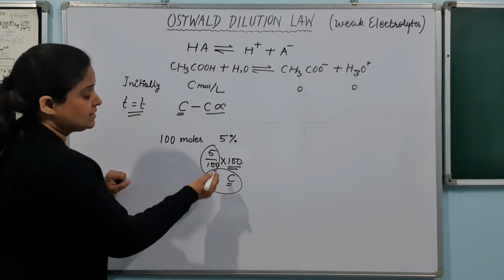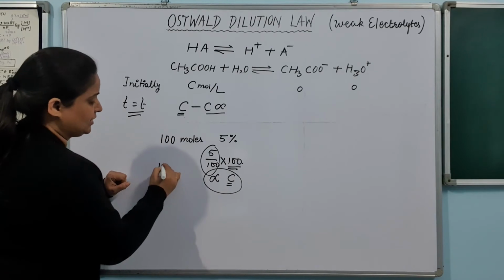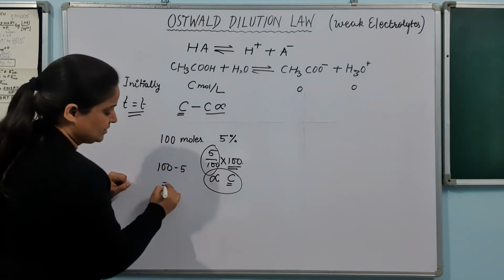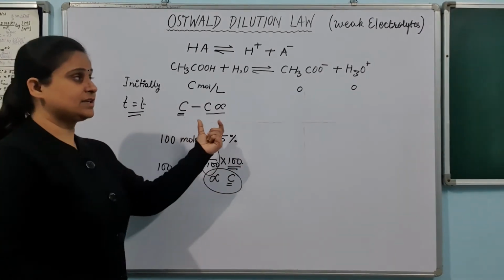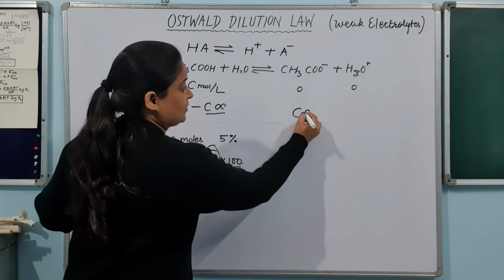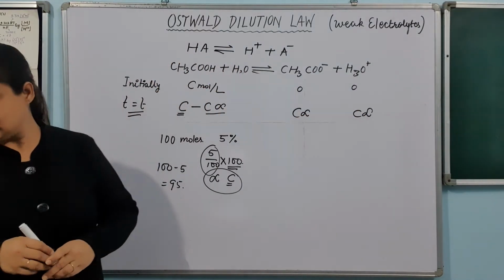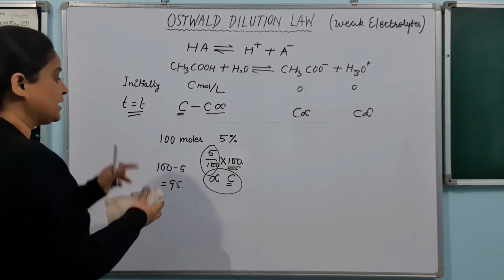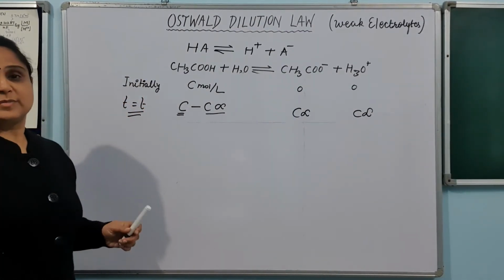So that amount is converted into the ions. The left out part: 5% has been dissociated, means 5 has been dissociated. So 100 minus 5 means 95 is left out. 5 is dissociated, and it will be giving you the ions. So this is C alpha, and C alpha will be the concentration of the ions which are being formed at the time t. Okay, now let us apply the concept of equilibrium.